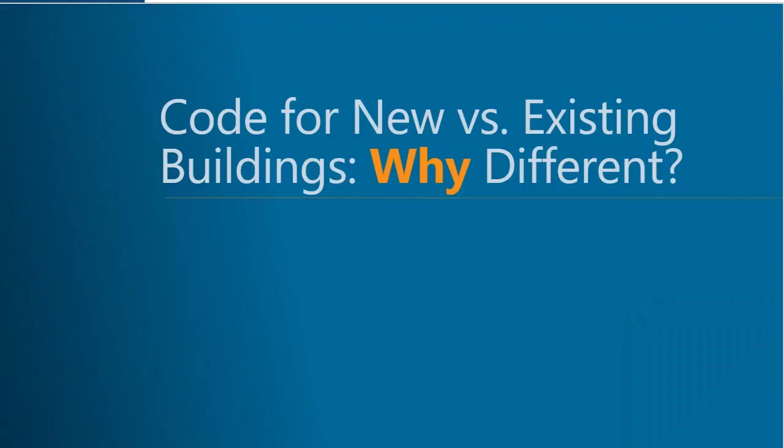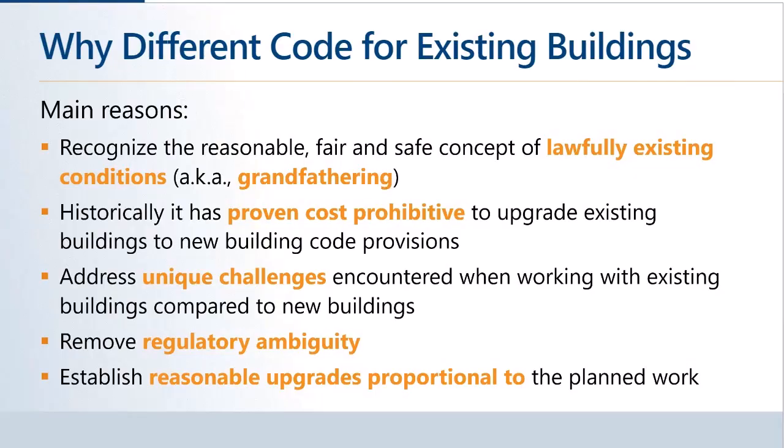So why do we have these different regulations for new versus existing buildings? Well, there are really several reasons. Five of them are shown right here. The first and foremost is to recognize the concept of lawfully existing conditions, or grandfathering, right? It's reasonable, fair, and safe to maintain conditions that were once considered acceptable. In addition, historically, it has proven cost prohibitive to upgrade existing construction to new building code provisions. And we'll talk further on that, mainly due to the unique challenges that are encountered as we work in existing buildings.